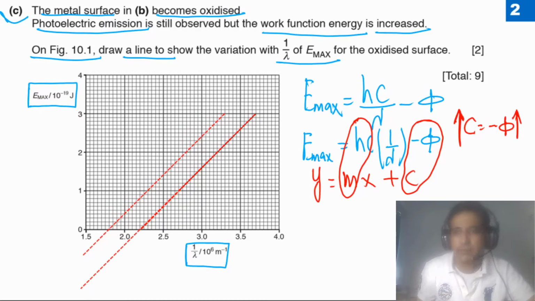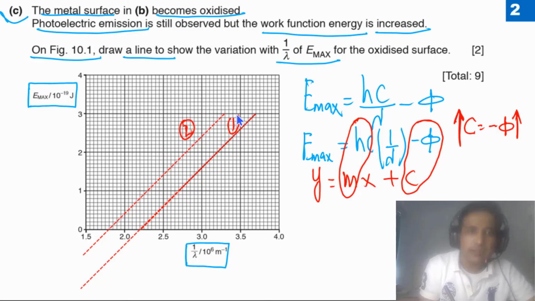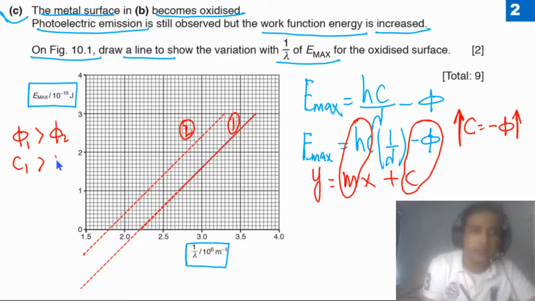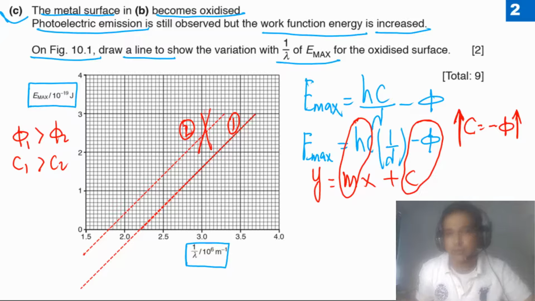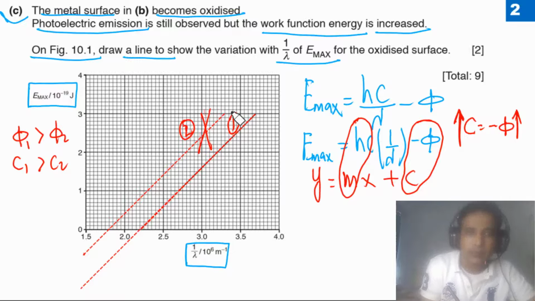Let's say this is line 2 and this is line 1. In this case you can see phi 1 is greater than phi 2, meaning the intercept c1 is greater than c2. It means this is not the right line, so this is not possible. So we can draw below this one. You can check this one just for your better understanding. I want you to check this.